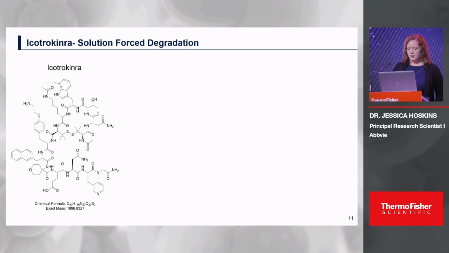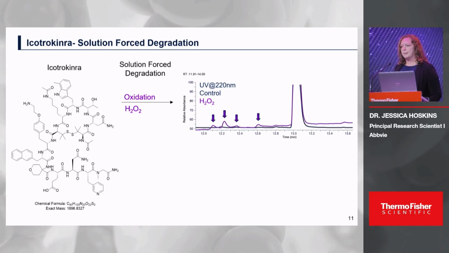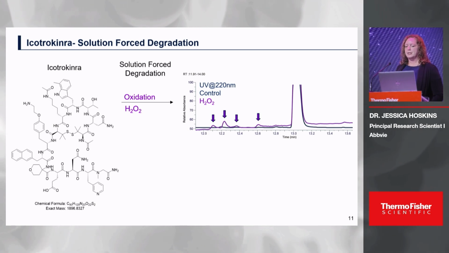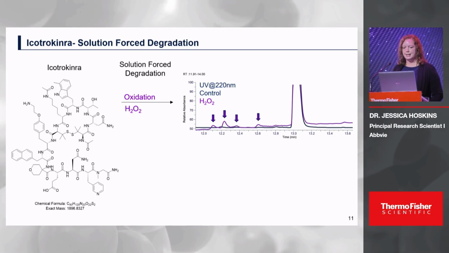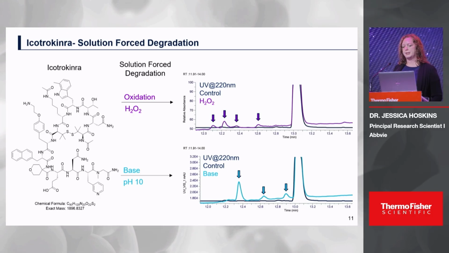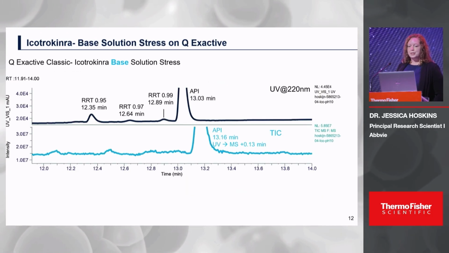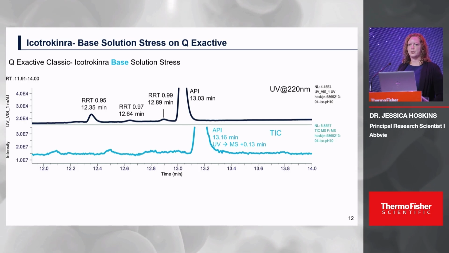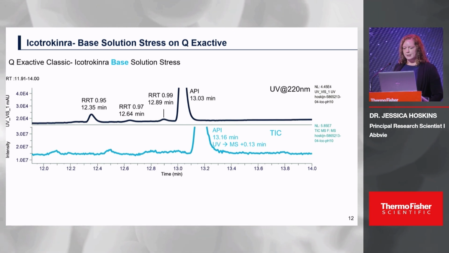I subjected this molecule to solution force degradation, so either oxidation in the presence of hydrogen peroxide. You can see the black trace is the control. The purple is after subjecting it to hydrogen peroxide, and there are 4 new peaks that form. And likewise with base stress solution force degradation, I see 3 additional new peaks that are forming. So of course, the next question is, well, what are those peaks? How can we understand the degradation that's happening in this molecule? And if this were a molecule we were actually developing, how could we potentially mitigate that so we have a more stable drug product? So I put this on our Q-Exactive Classic.